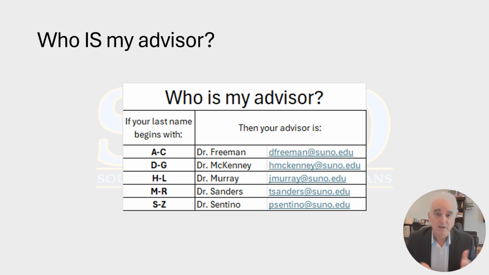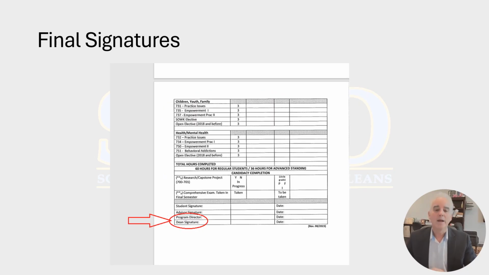Hopefully you've already had significant contact with them and you know these advisors well. So those are who your advisors are, and that's who you need to review this form with. Don't just bring it to me because I've got to send it back to your advisor then. Go straight to your advisor, who will then get it to me, and I will get it to the dean for her signature.